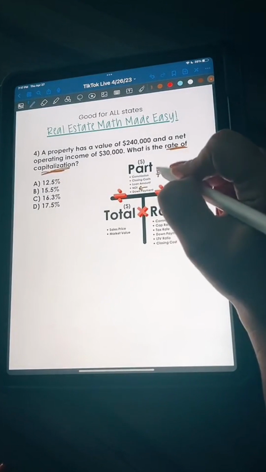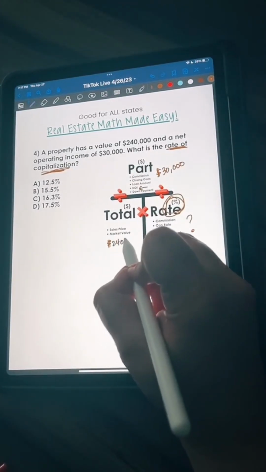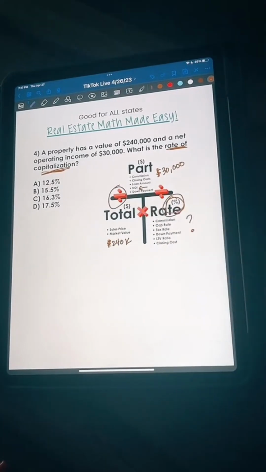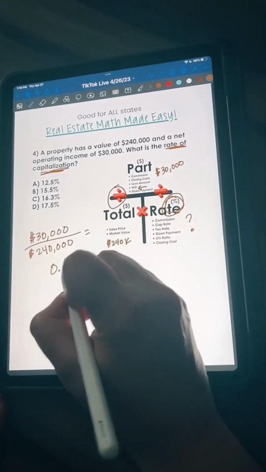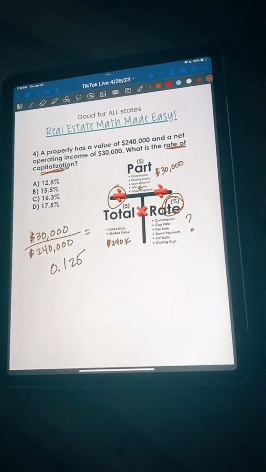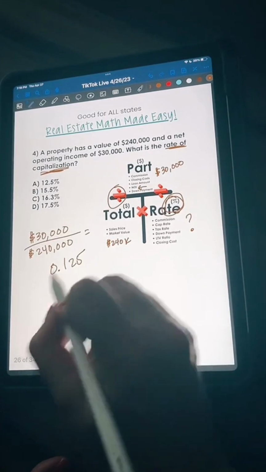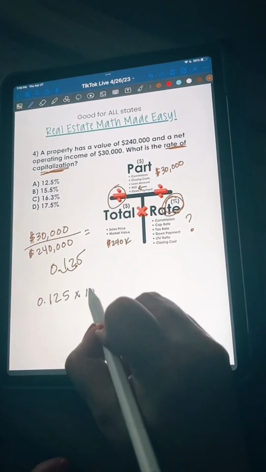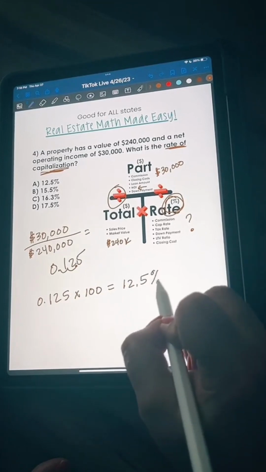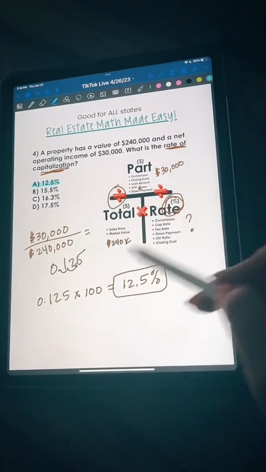I'm going to put $30,000 here, and then 240,000 in my total sales price. So now with this T method, I know I can just divide 30,000 divided by 240,000, and that's going to equal 0.125. But remember, we do not have this as a percent. So to change this to a percent, we have to multiply it by 100 or just move the decimal 2 places. So 0.125 times 100 equals 12.5%. And there you have it, guys. 12.5% is the rate of capitalization for this amount.